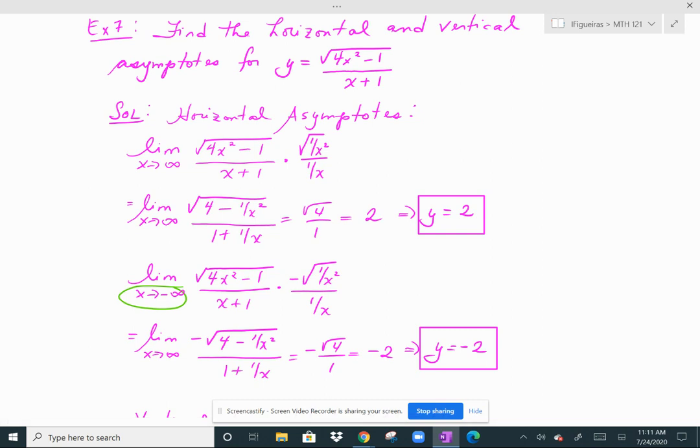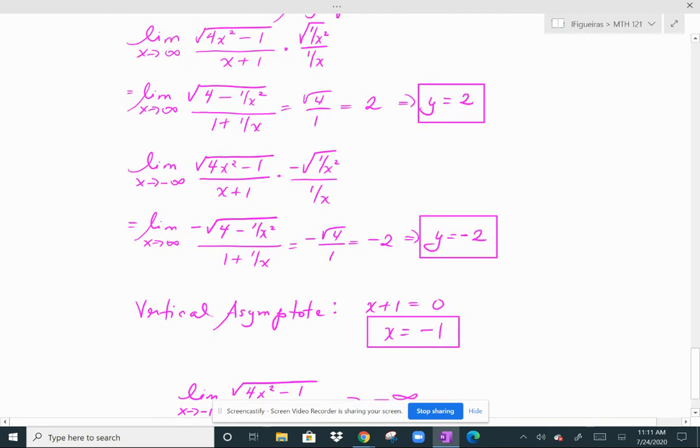So when you distribute this expression across, this negative goes in front, and so you end up with a value of negative 2. So you actually have 2 horizontal asymptotes, one at positive 2 and one at negative 2. So we have a slightly different behavior because I have an even and an odd degree than I did in the previous example. Now let's look for a vertical asymptote.